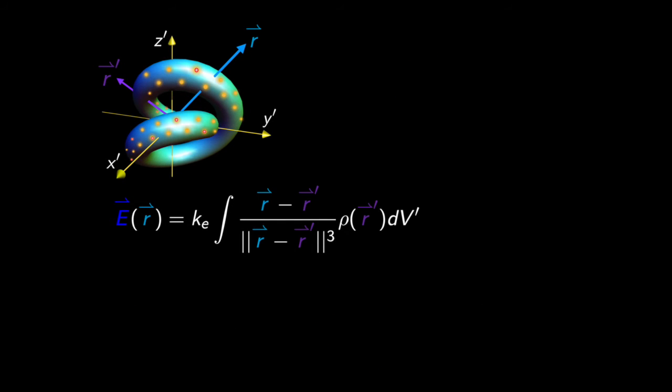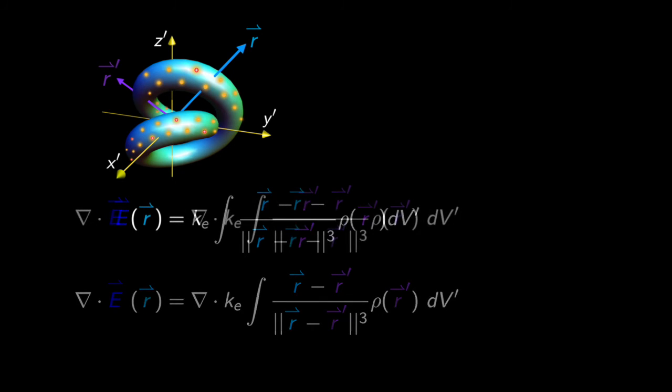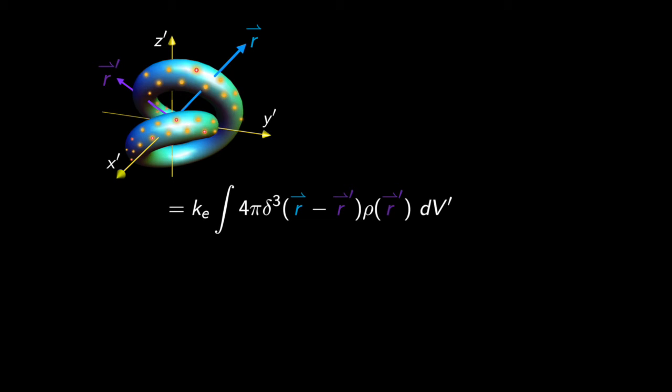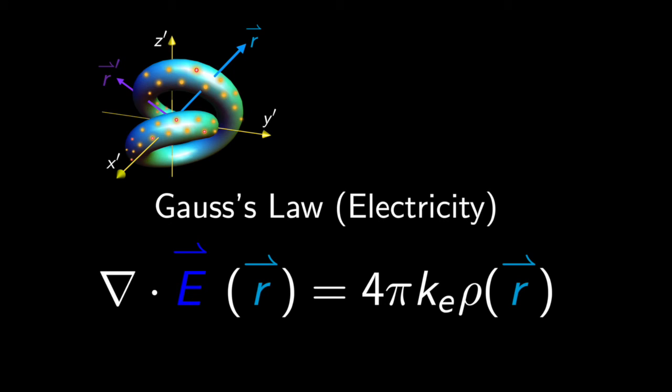With this general formula for E in hand, we can go ahead and compute the divergence of E. Using Leibniz's rule, we can pull the divergence inside the integral expression. Then we know the divergence of (r minus r prime) over the length of r minus r prime cubed, at least when under an integral sign, is 4 pi delta cubed of r minus r prime. So the whole integral just comes out to 4 pi ke times rho evaluated at r. This is Gauss's law for electricity. The divergence of E is 4 pi ke times rho of r.